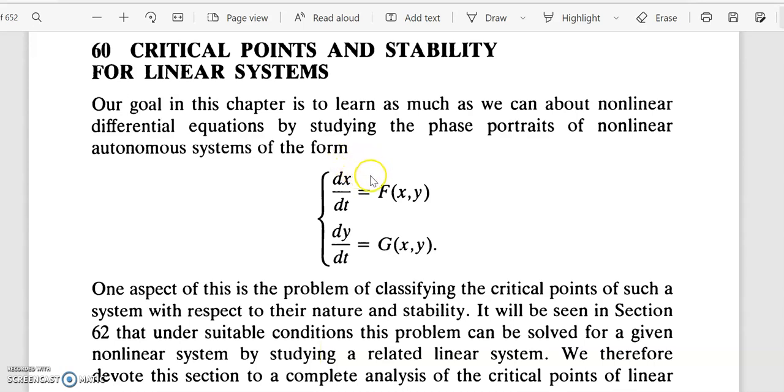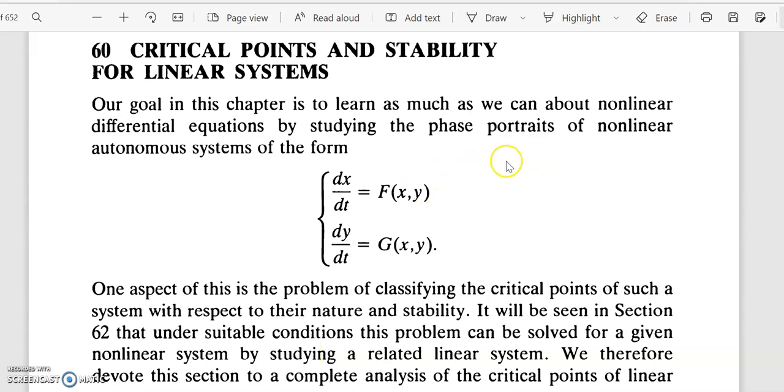Today's class, let us look at the critical points and stability for linear systems. So we were seeing the general system of the form dx by dt equal to f of x, y and dy by dt equal to g of x, y. Here f and g can be either linear or non-linear functions in x and y. So it can be in the form ax plus by and cx plus dy, and then it can be any other function involving x and y.